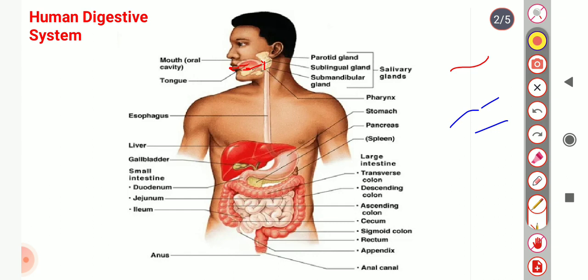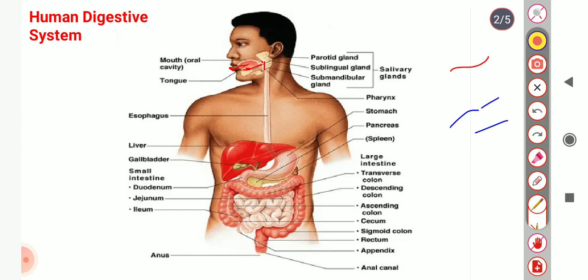The hinder free part of the soft palate hangs down as a small flap, the uvula. Second is the tongue. The tongue is attached to the floor of the mouth by a fold called the lingual frenulum, and it has an inverted V-shaped structure. These are the parts of the oral cavity.